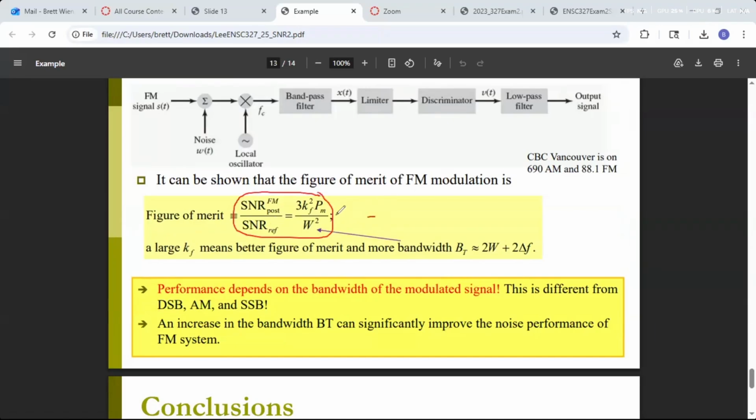The real key here, though, do you see we have W, and that's the bandwidth of the message, right? So our figure of merit in the end ends up being a function of the message bandwidth as well as this KF, and that's our frequency deviation, right? So we can tune our figure of merit with FM, and we can't really do that with AM, except with the ordinary AM kind, with the envelope detector. We can just tune how bad it is. With FM, we can tune how good it is though, right?